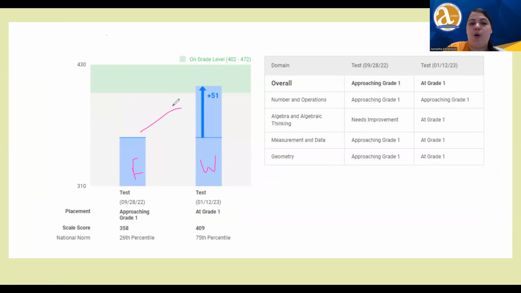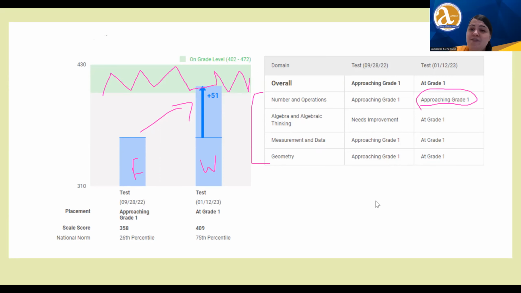And here I'm seeing some growth as well from 51 points. And now I'm seeing in this green level, this green level right here is the on grade level, the projected where they should be. And based on that, of course, the standardized version, I'm seeing that my student was able to approach that green level. Now, in the domains, I'm going to take a look and see how much growth happened in each domain and which domain I want to pick to really focus on at home. So here, I'm going to focus on numbers and operations for home, because that seems to be the lowest domain for my student, since they're still at an approaching grade 1 area.